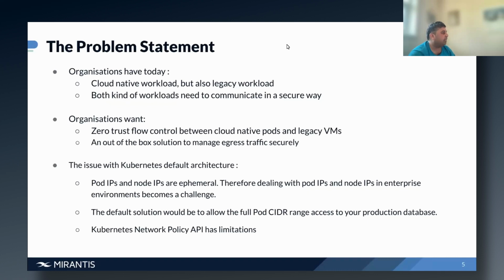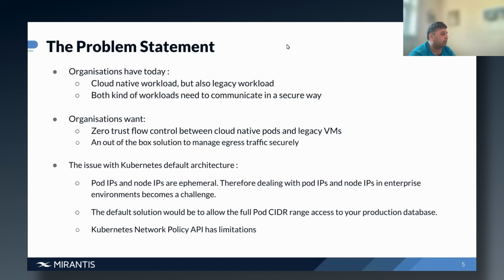So what do organizations have today? They obviously run cloud native workloads. More and more organizations are coming on board with cloud native, but they also have legacy workloads within their organization that they need to connect to. And that connection needs to be as secure as possible, without any loopholes, without any way for rogue actors to penetrate through your networks into your legacy workloads, for example.